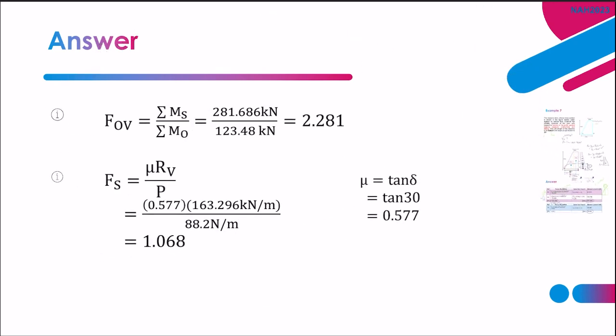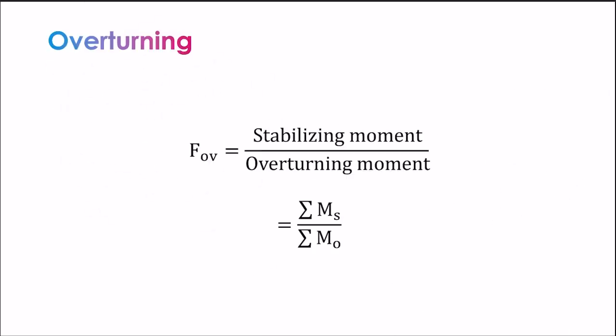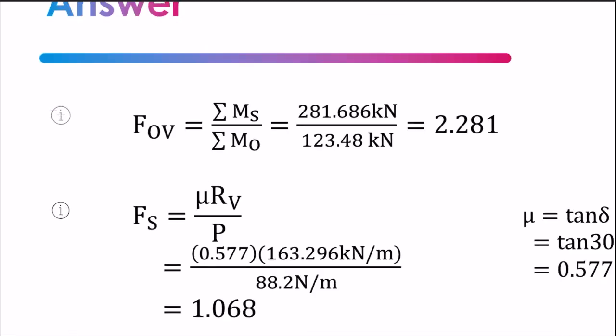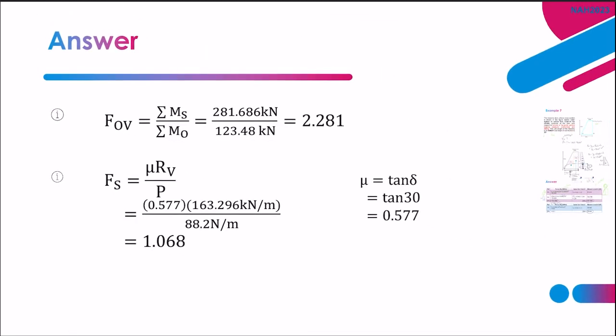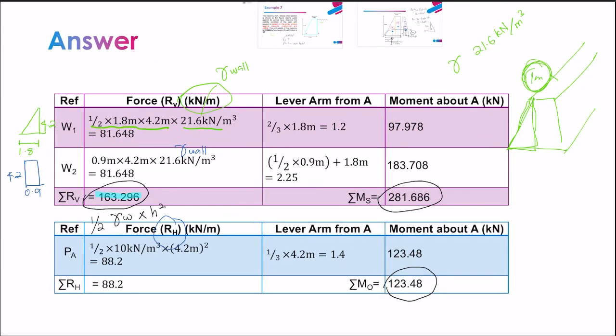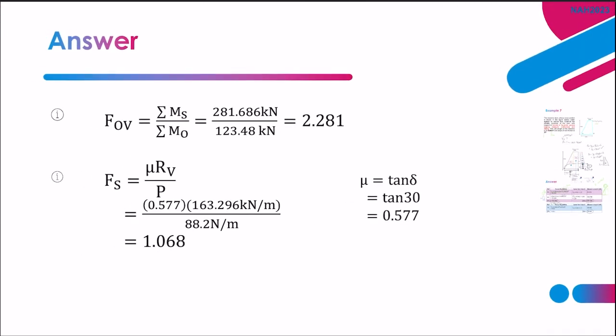Next, the question asks you to find the factor of safety against overturning, because the question asks you to check the stability of the retaining wall against overturning. We know that the formula for overturning is total stabilizing moment divided by total overturning moment. Just put in the stabilizing moment, which is here, and the overturning moment, which is here, then you will get your answer 2.281. Leave it like that. There is no comparison we need to make.